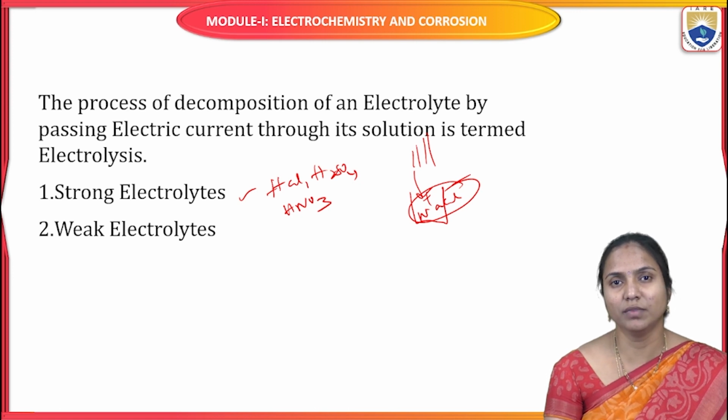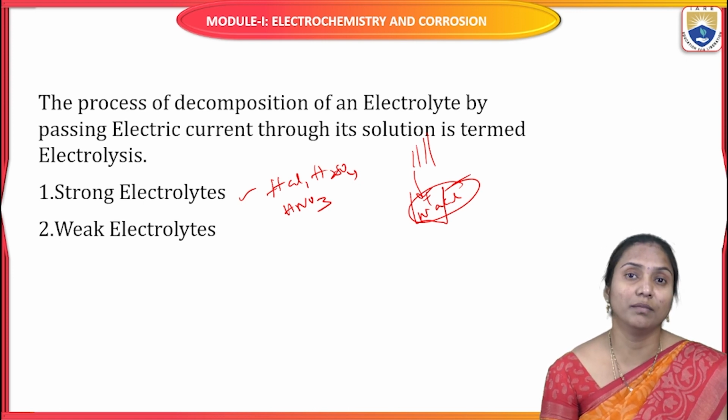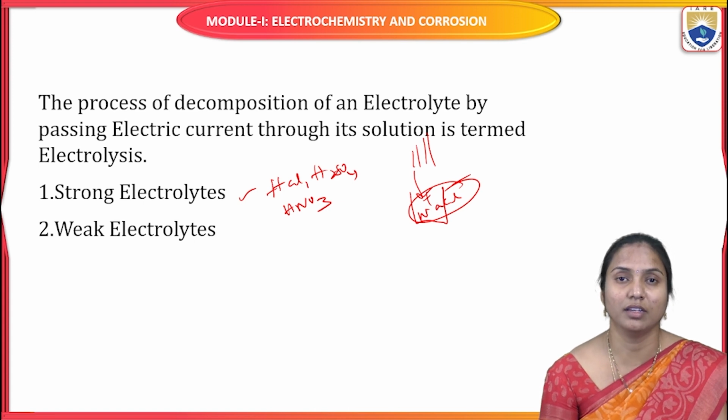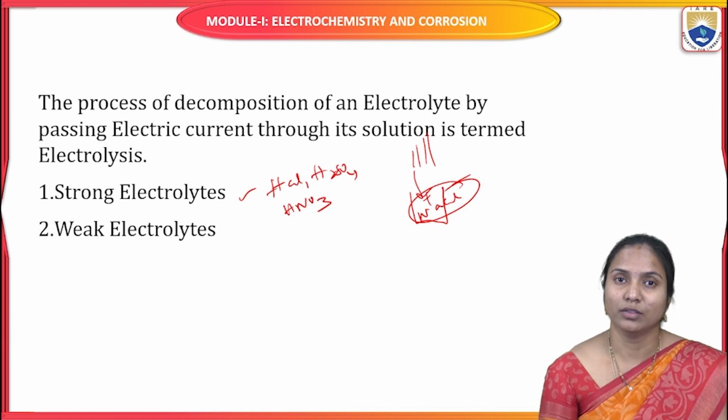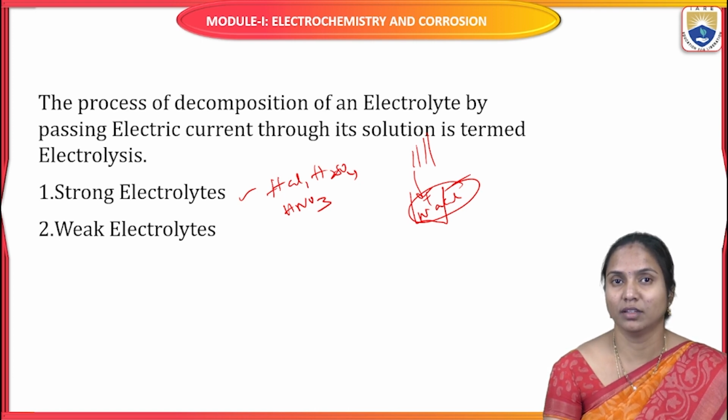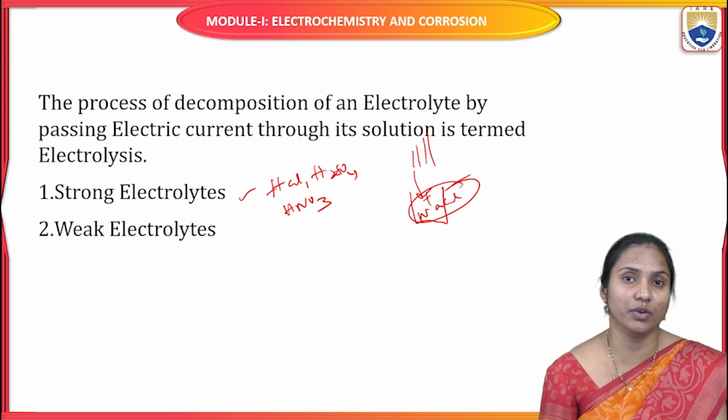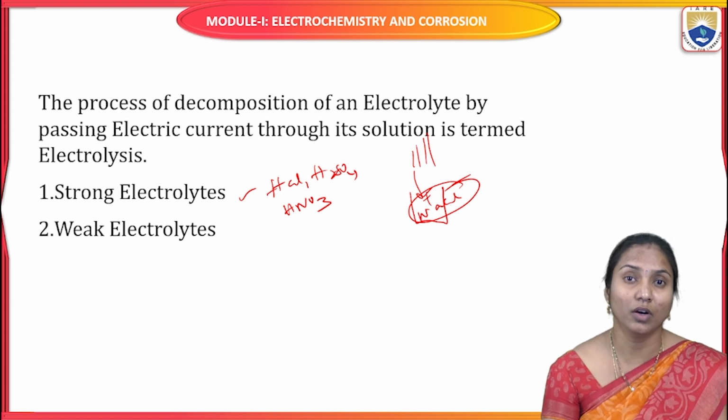Weak electrolytes means these ions are not completely ionized, even at high concentration. They are partially ionized. Best examples are weak acids like acetic acid, propanoic acid, and weak bases like ammonium hydroxide. These are not completely ionized even at high concentration.